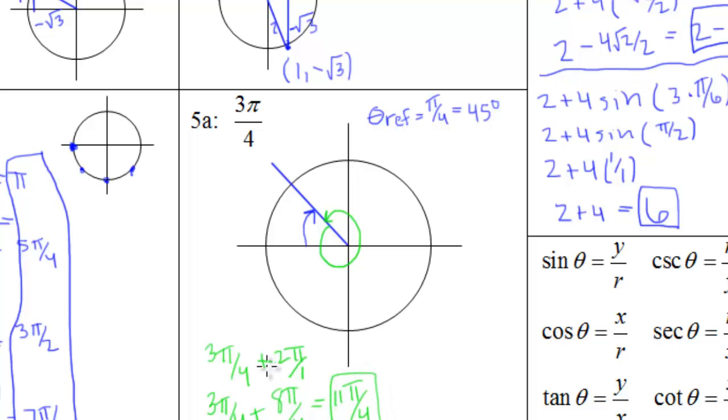And then if you did the same thing again, except you subtracted 2 pi, it would be 3 pi over 4 minus 8 pi over 4. So another coterminal angle would be 3 pi over 4 minus 8 pi over 4, or negative 5 pi over 4. And that would be starting at 3 pi over 4 and going this way, 2 pi radians.